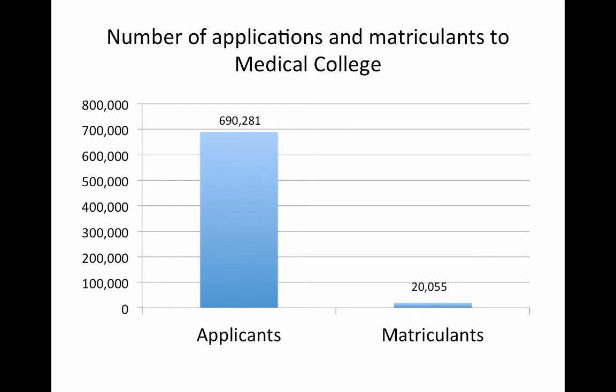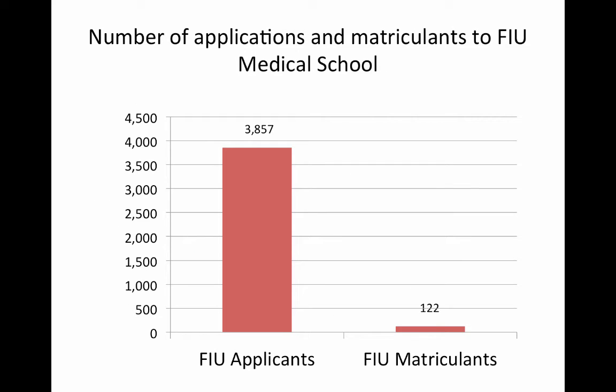Many of you may be eventually applying to medical school, and I'm sure I'm not going to be the first one to tell you, medical school is really, really hard to get into. So I'm sure you've seen statistics like this. Nationwide, for 690,281 applicants, only about 20,000 of them end up matriculating into a medical school program. So that's about 2.9%. Even here at our medical school at FIU, we've got a very, very small percentage, 122 get in out of nearly 4,000 applicants. That's about 3.2%.